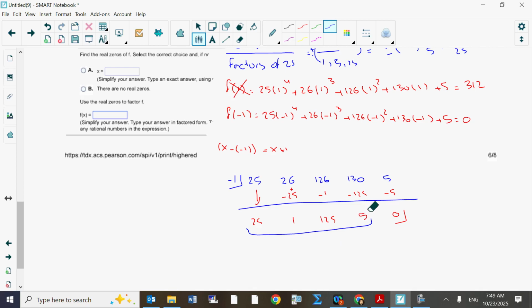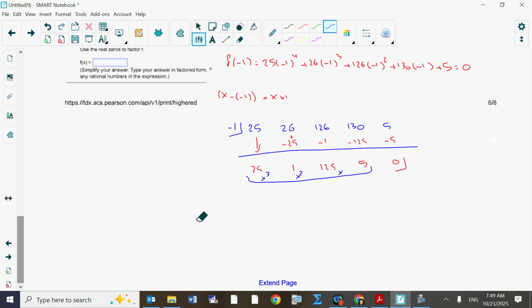How? This is the constant term. This is the coefficient of x. This is the coefficient of x squared, and this one is the coefficient of x to the 3. So one factor was already, as we talked about, x plus 1. The second factor is 25x to the 3 plus 1 times x squared plus 125 times x plus 5.